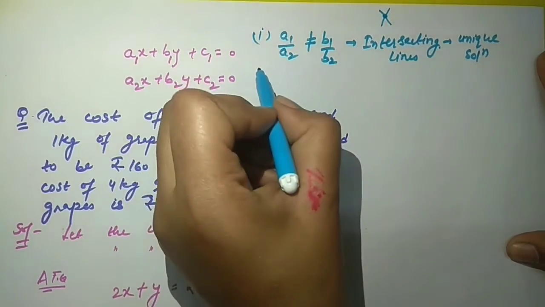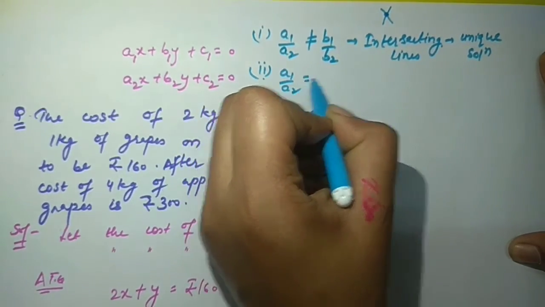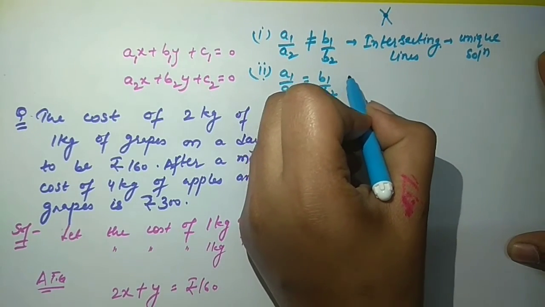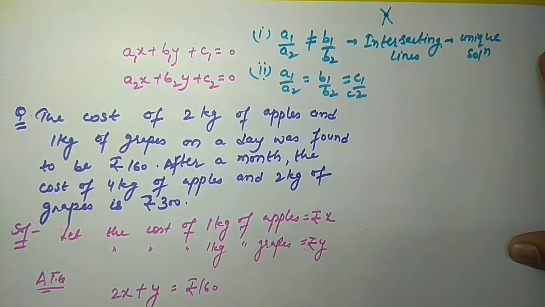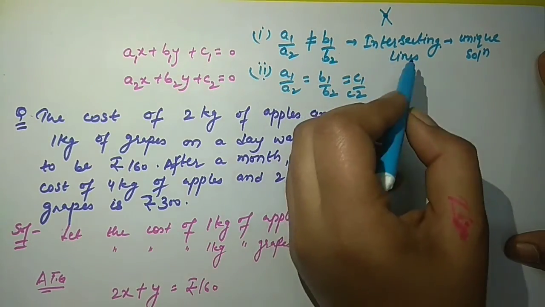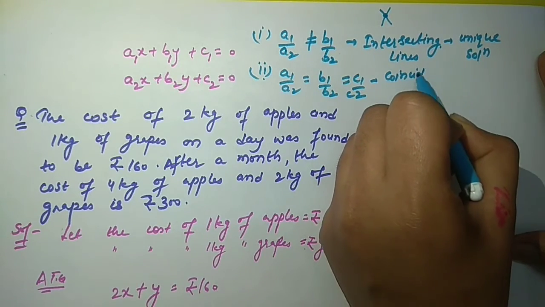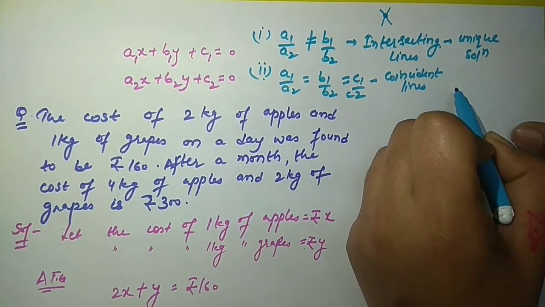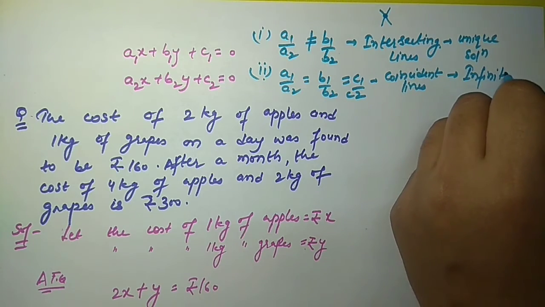Now, the second condition is, if A1 upon A2 is equal to B1 upon B2 is equal to C1 upon C2, all are equal, then that type of lines are called coincident lines. And they have infinitely many solutions.